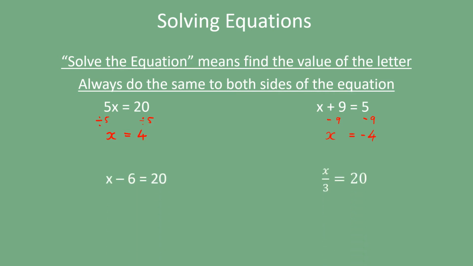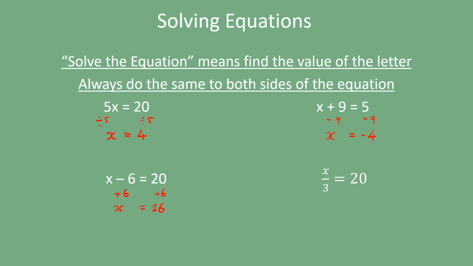So there's 8 examples in total. We're going to gradually go up through the gears. What about if it said x minus 6 is 20? Well, we need to get rid of a minus 6, so we'll plus 6. Always do the opposite. Do it to both sides. x equals 26. And yes, 26 minus 6 does equal 20.